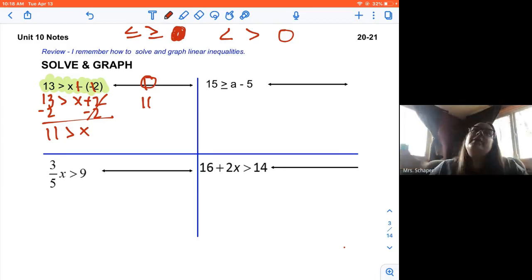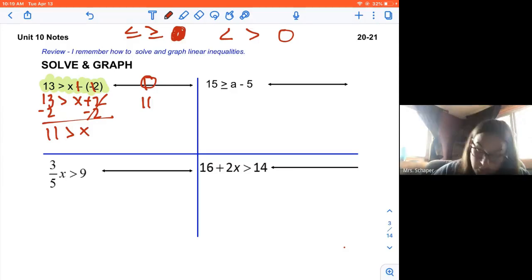So what I'm going to think about in terms of which direction to graph, 11 is more than x. So for x, I've got to come up with a number that works for that. So 11 is more than 10, let's say. Well, 10 is going to be on this side of the 11. So that's how I know which side to shade it.